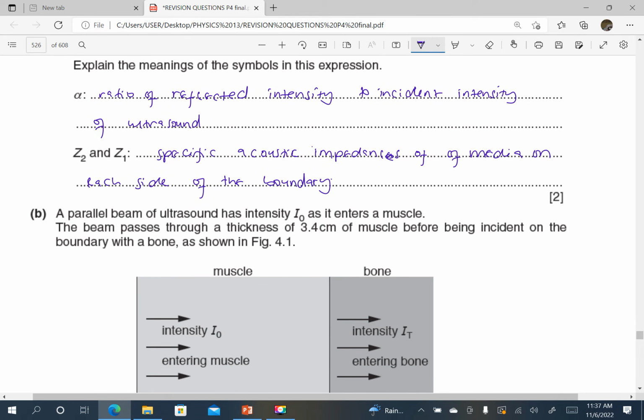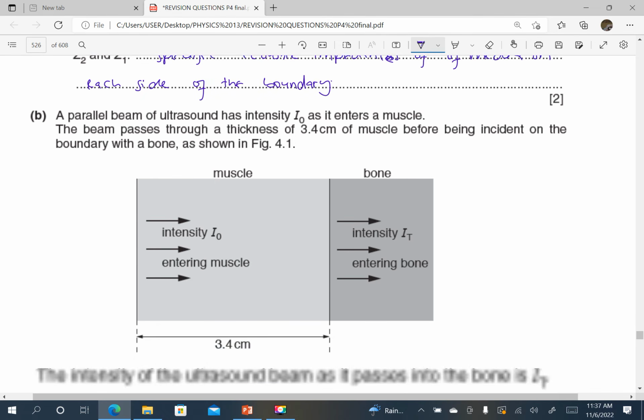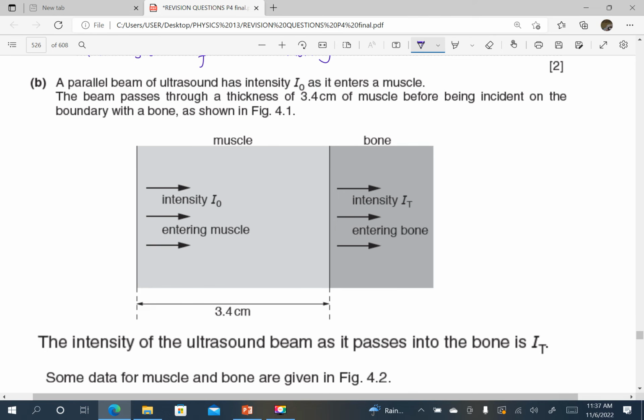A parallel beam of ultrasound has intensity I naught as it enters a muscle. The beam passes through the thickness of 3.4 centimeters of muscle before being incident on the boundary with the bone as shown here. Okay, so what is leaving here is I naught. Let's think of what is reaching here to be, I'll call it IM.